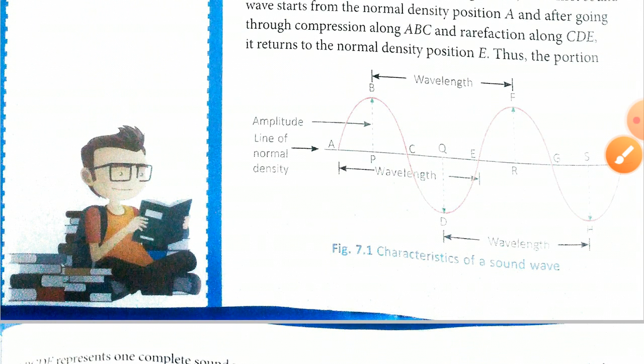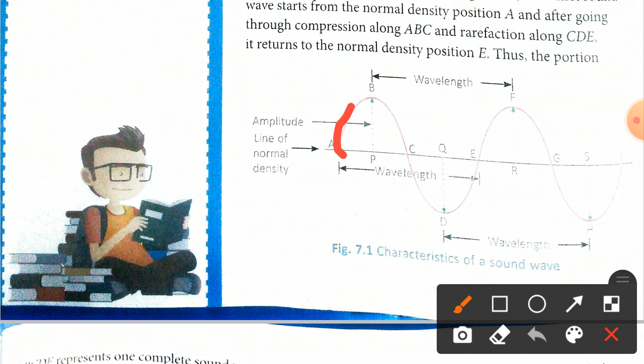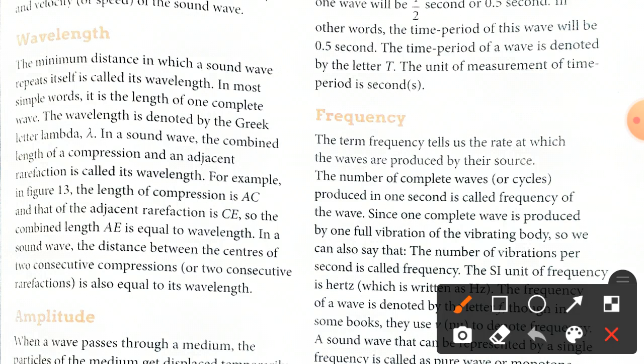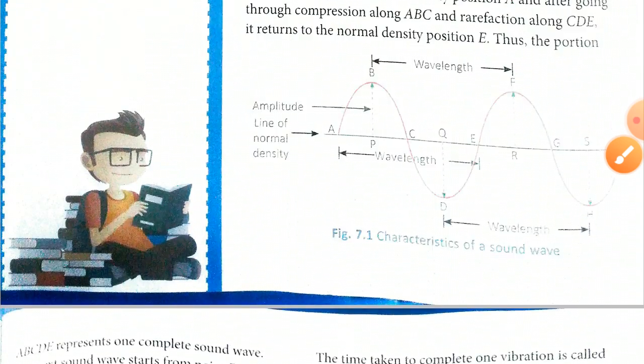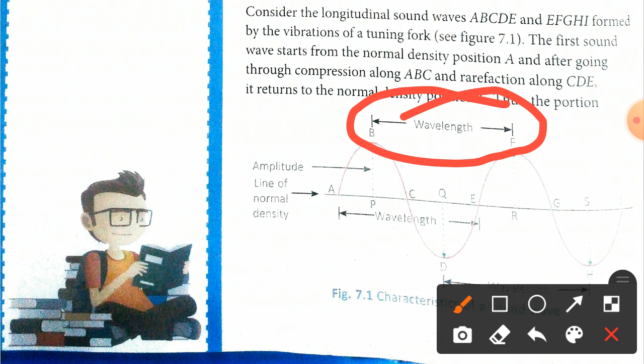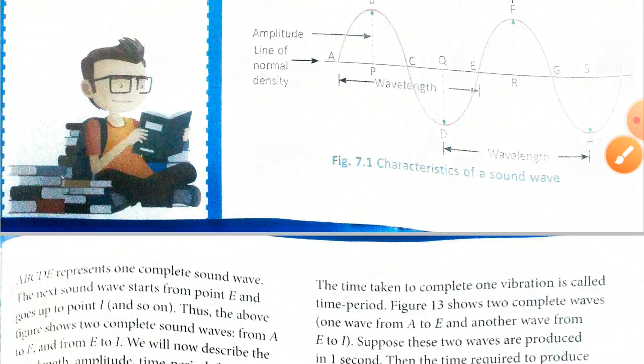The compression is A to C, this is your compression, fine, and from C to E, which is the point of rarefaction. So the combined length A to E is equal to its wavelength. So you can say that from here, this one is your wavelength. From B to F, it is denoted by letter lambda. Clear?